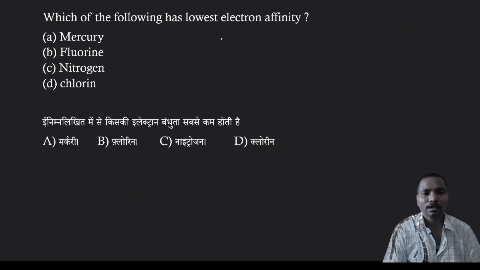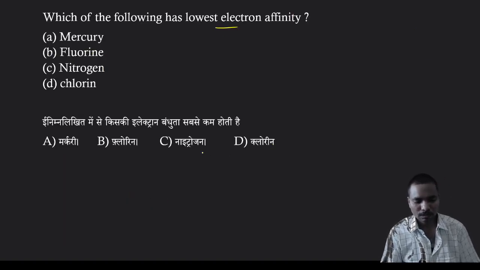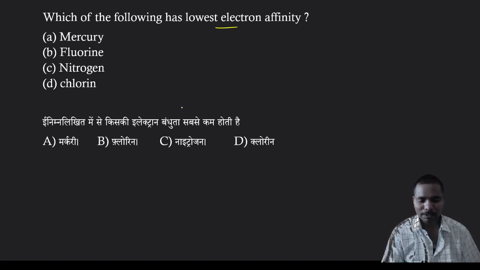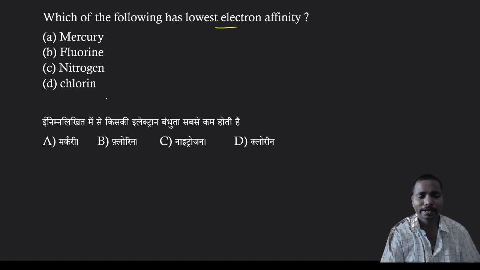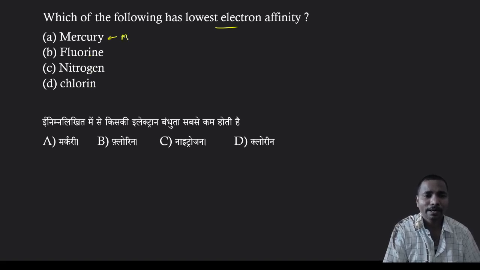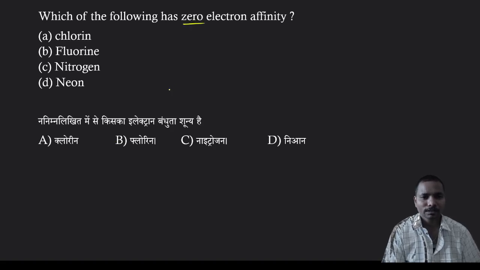If they are asking for the lowest electron affinity: if any element may not attract any electrons, then energy may not be released. Here, fluorine, nitrogen, chlorine, all these non-metals attract, but a metal like mercury may not attract. It is in the donating manner. So the lowest electron affinity is mercury. Zero electron affinity is for noble gases, that is neon. It does not participate in the reaction at all.